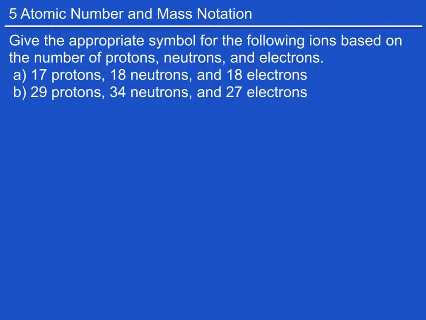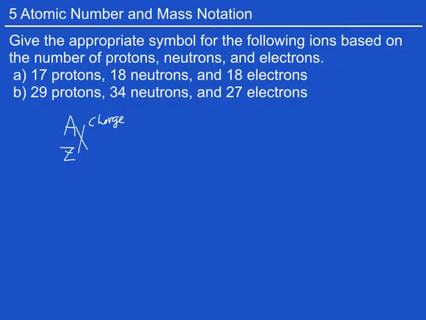Okay, so in this video we're going to look at atomic number and mass notation, and specifically given numbers of protons, neutrons, and electrons, how can we write the appropriate symbol for the following ions? If you remember that atoms get notated with A, the mass number, over Z, the atomic number, the identity of the element X, and then we throw the charge up in the usual place, up and to the right.